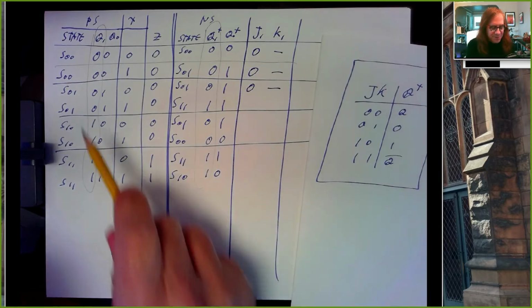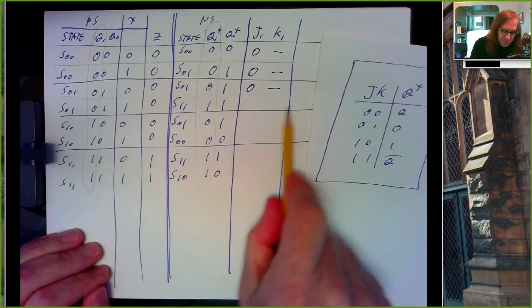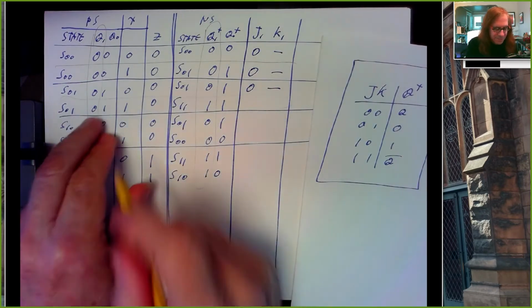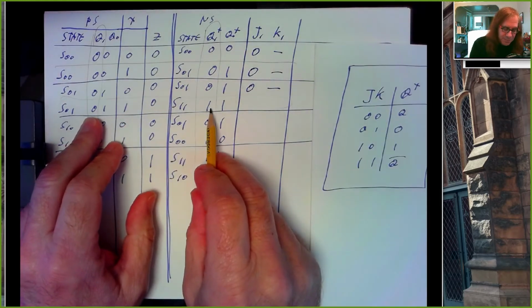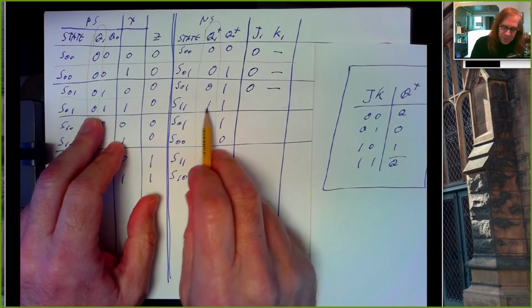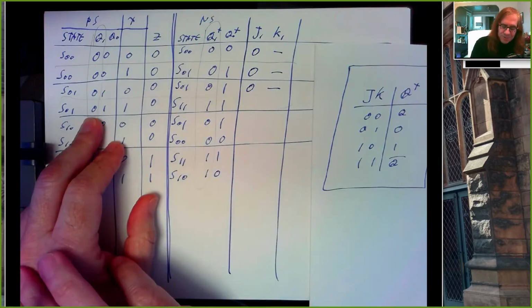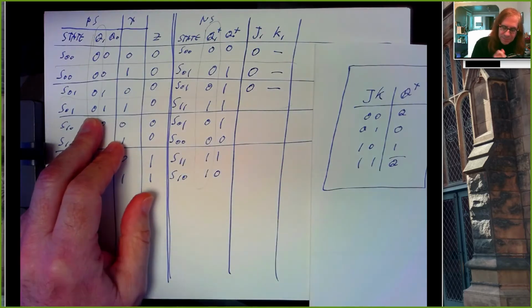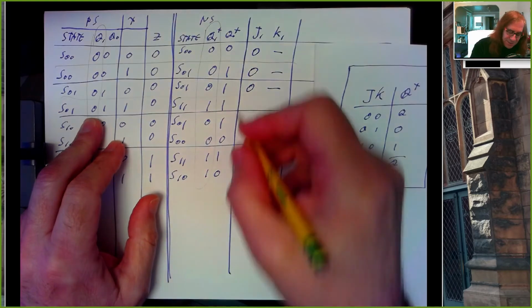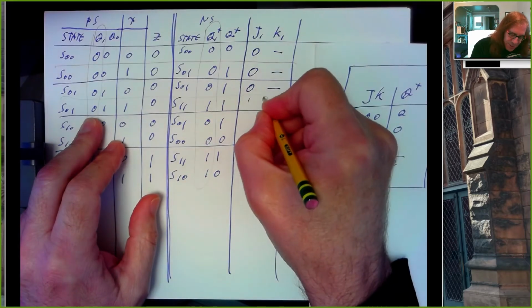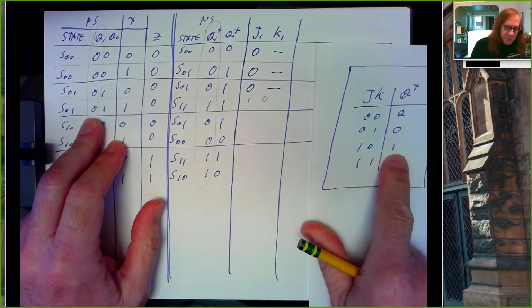But let's look at this fourth row now. So the current value is a 0. We want the new value to be a 1. So we want Q to become a 1. So what value should we put in for J and K? 1, don't care. We could do a 1 or a don't care. Because again, if we do a 1, 0, that says make the output a 1.